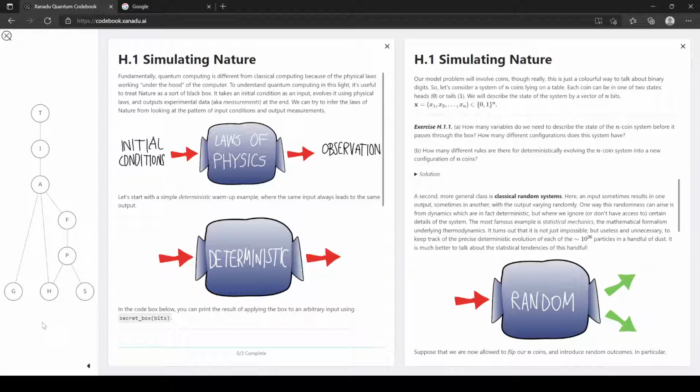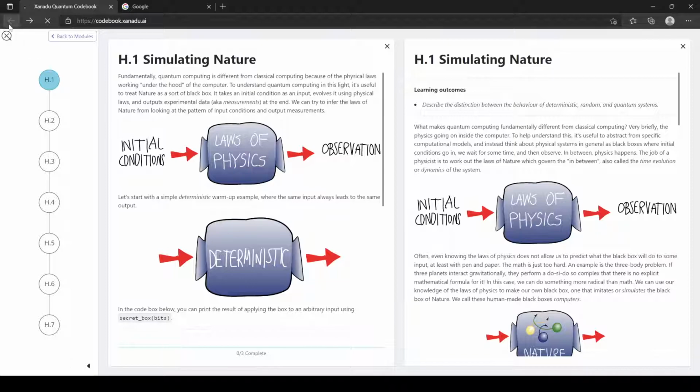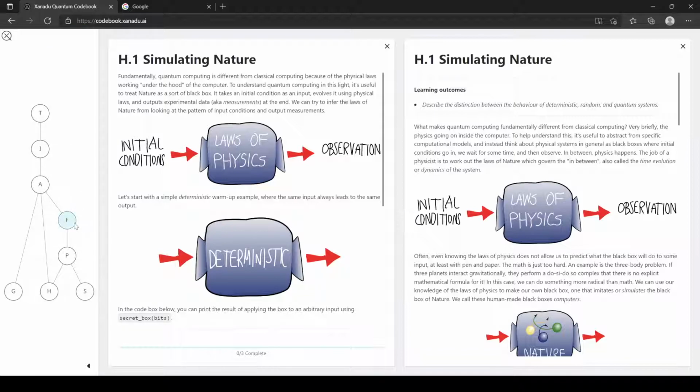Oh my God, did they just do a major update? I literally just opened this codebook up and what? I did Grover's already. Oopsies. I did Grover's already. What is F? What is going on, right? Okay, I'm very confused as to what is going on right now.